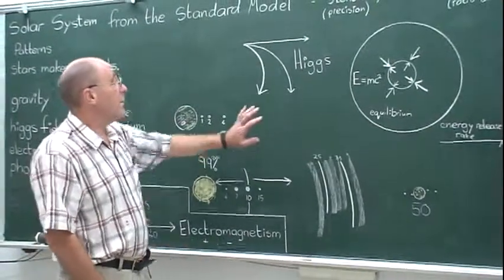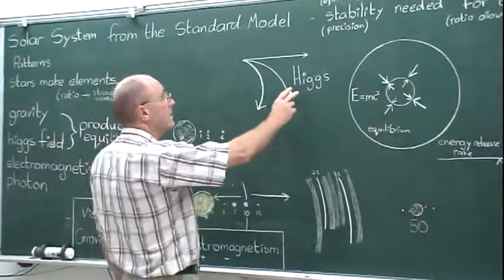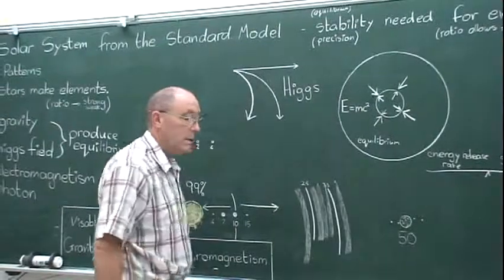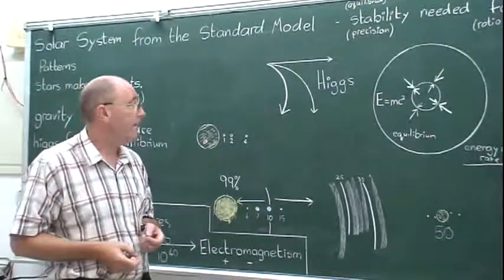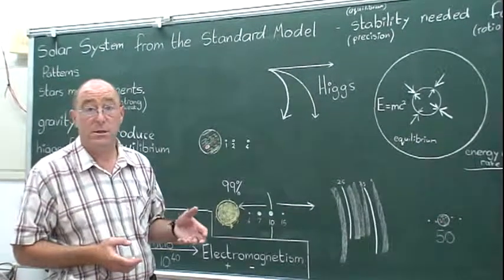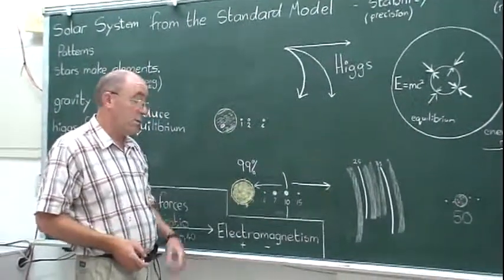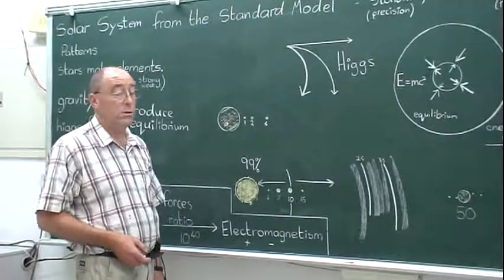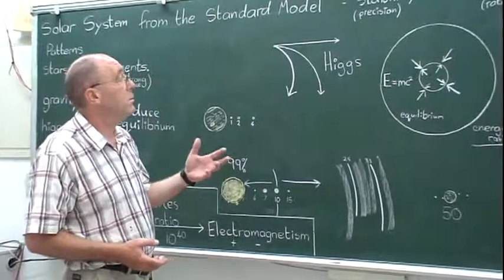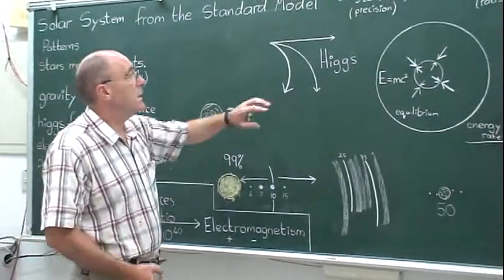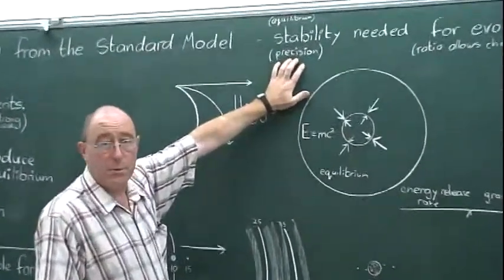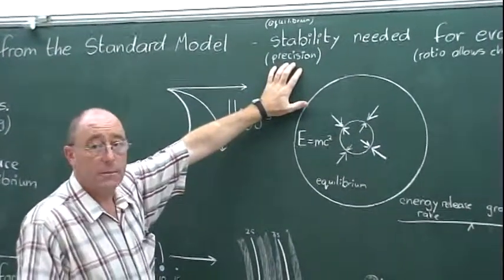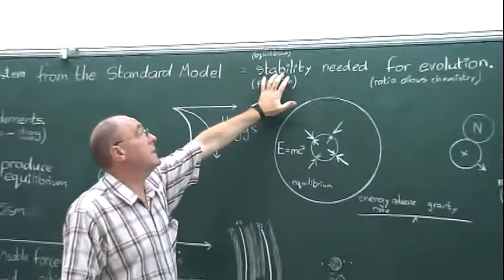Now, we've got something here, the Higgs field, the need to be pulled through something and the resistance to that. If there's no mass, there's no resistance to it, everything will just spiral into the sun. It doesn't do that. I've got some balance, some equilibrium. But there's also precision. I need absolute precision for this solar system to have enough stability.